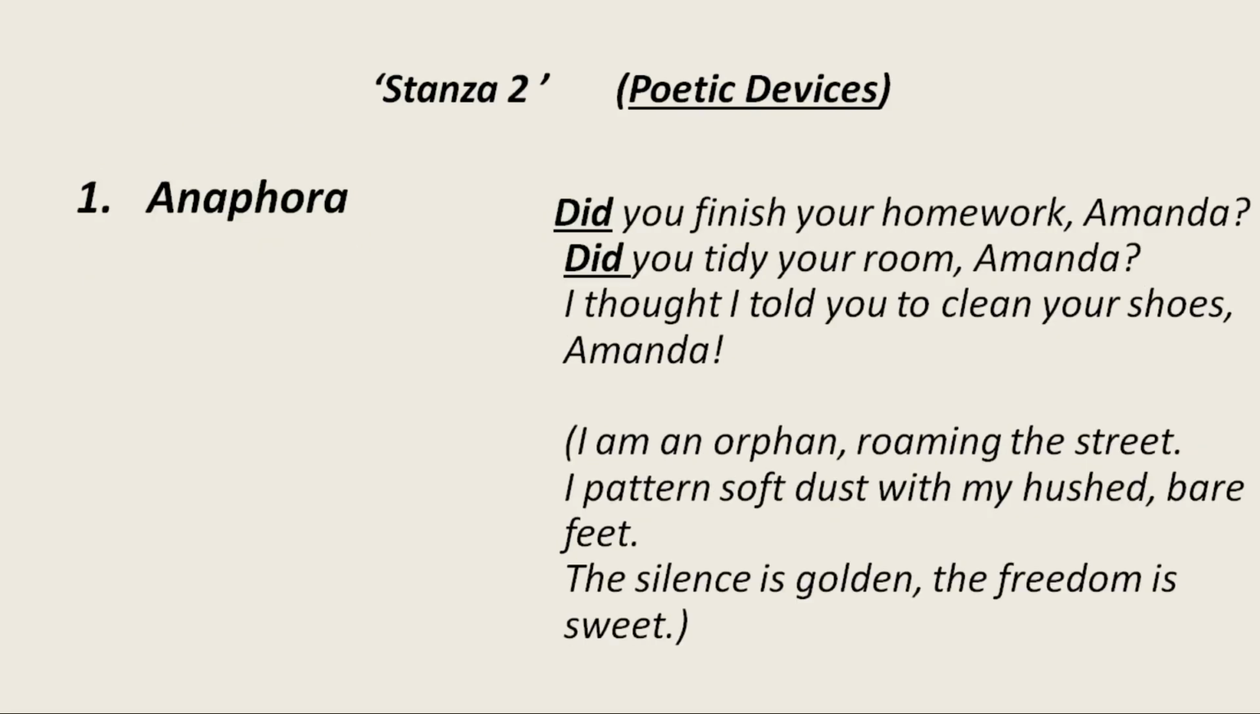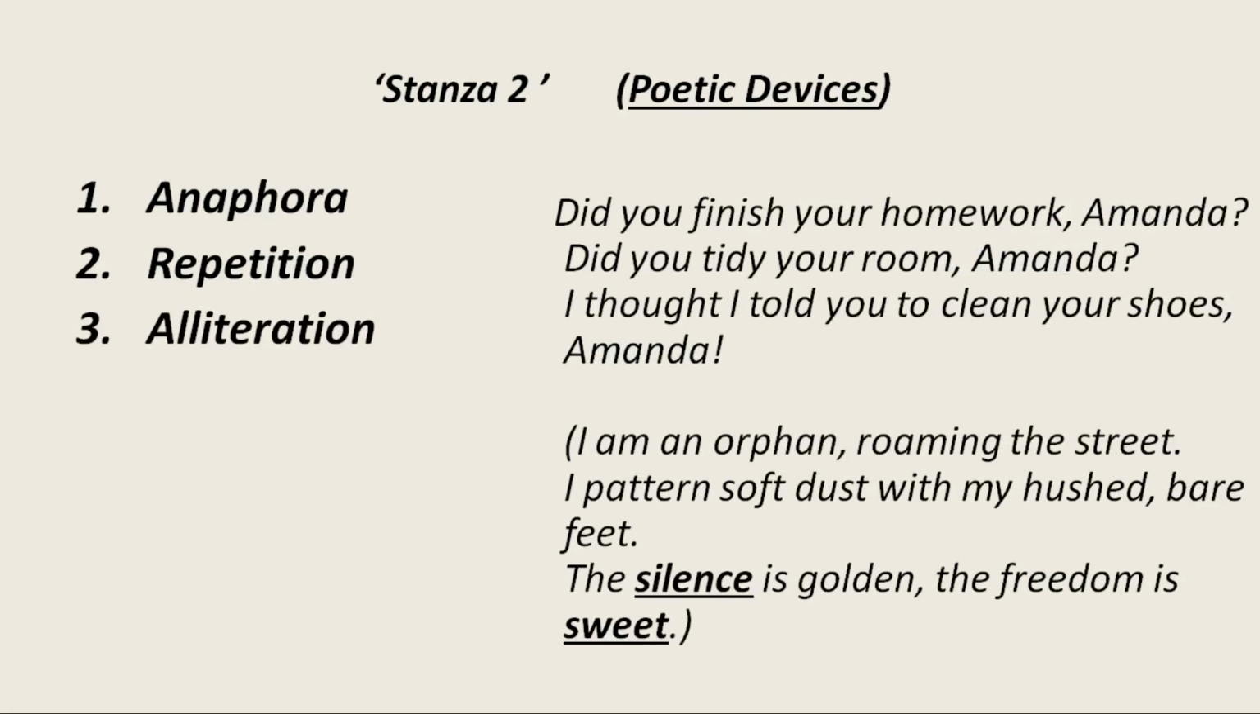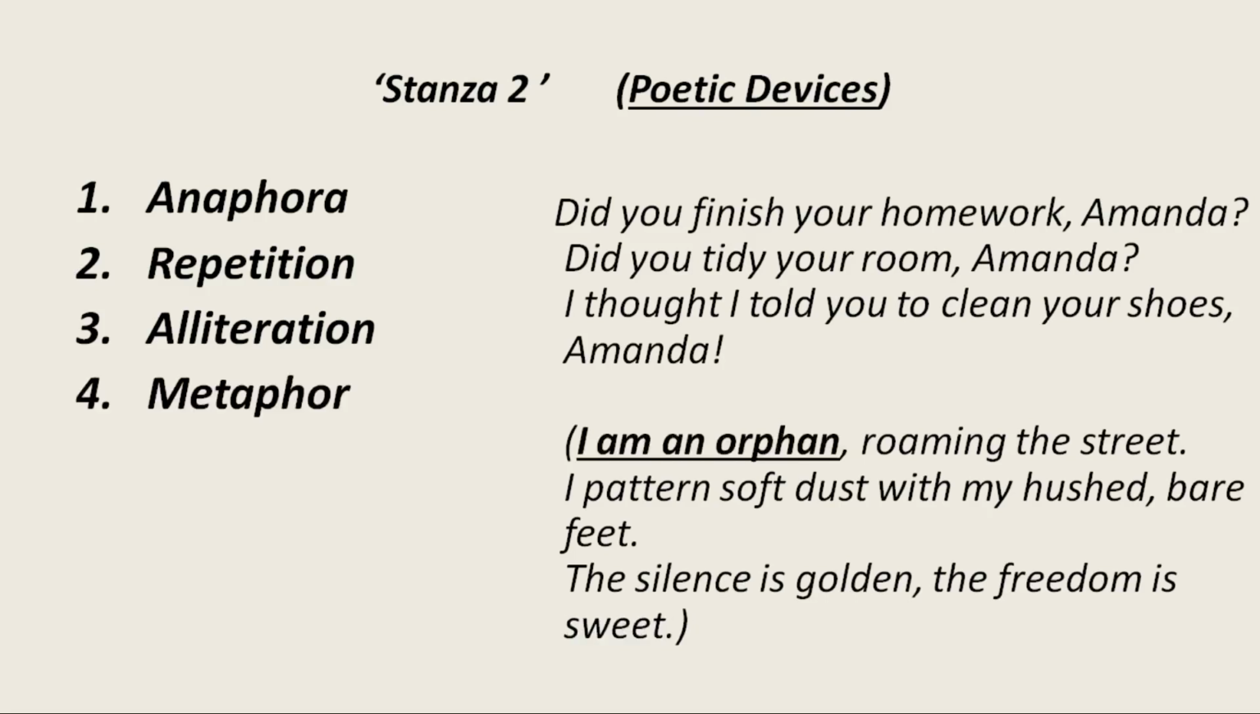Stanza 2, again the first poetic device is anaphora. As you can see, the first two lines start with the same word, did. Did you finish your homework? Did you tidy your room? So it is anaphora. Next is repetition. Again the word Amanda is repeated again and again. Third is alliteration. Last line. The silence is golden, the freedom is sweet. Silence, sweet. Consonant sound has been repeated. So when a consonant sound is repeated in close connection, it is called alliteration. Next is metaphor. In this stanza, Amanda is comparing herself with an orphan. I am an orphan. So it is metaphor.